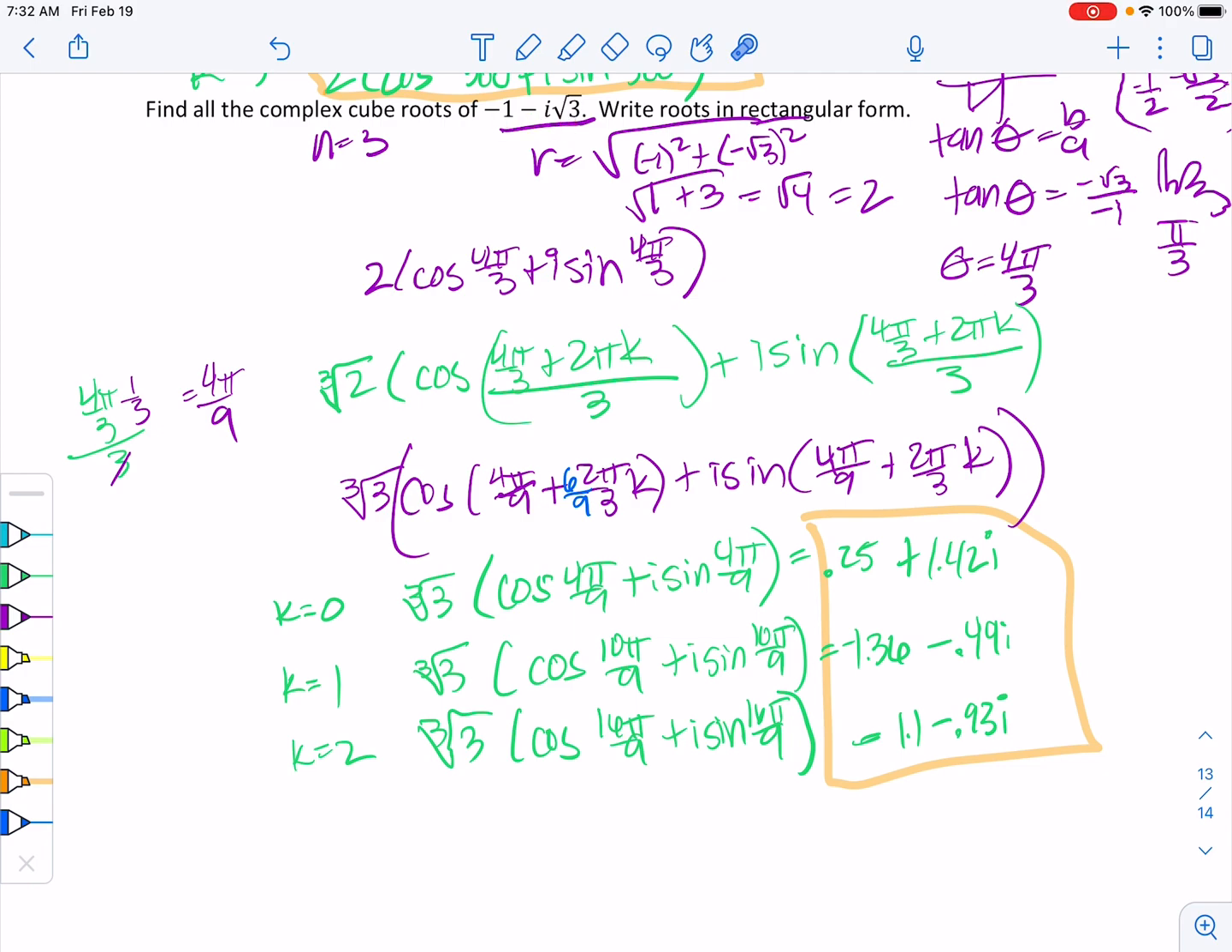Okay. So then these three are our answers for the complex cube roots of negative 1 minus i root 3. Okay. And that's how you find your cube roots, or your nth roots, rather, of your complex numbers that are in polar form. And then you can switch it back to rectangular form if you need them in rectangular form.